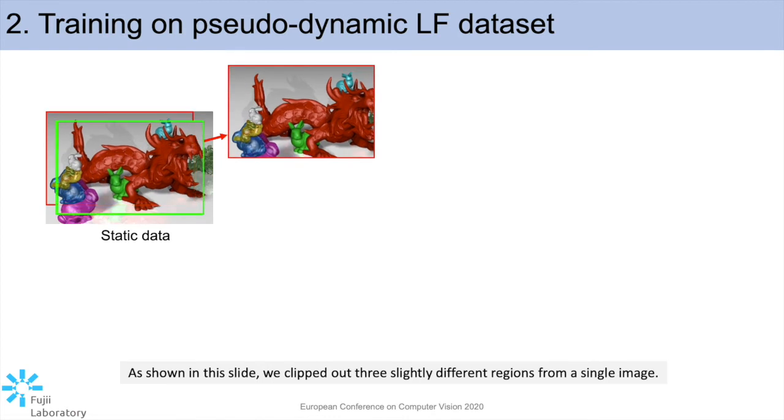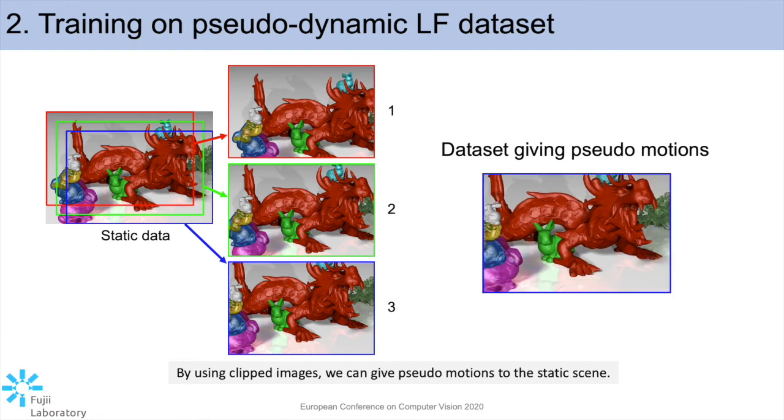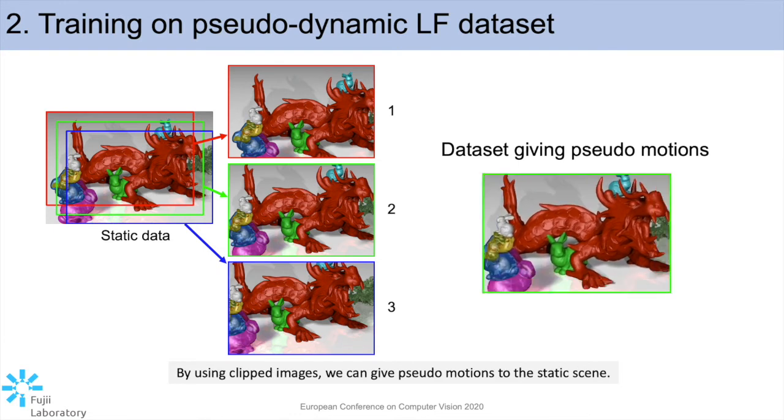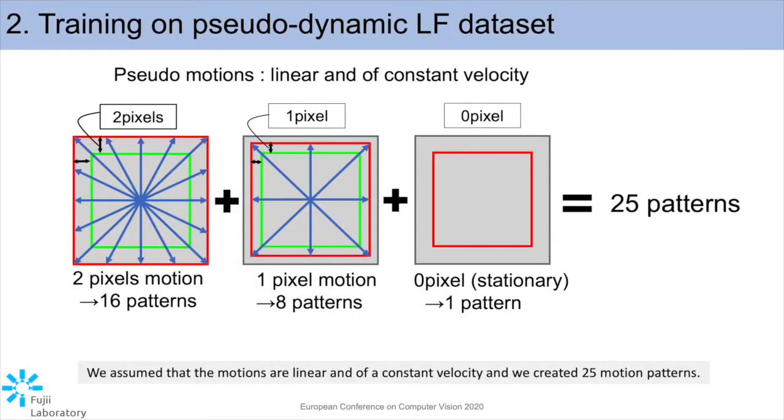As shown in this slide, we clipped out 3 slightly different regions from a single image. By using clipped images, we can give pseudo-motions to the static scene. We assume that the motions are linear and have a constant velocity, and we created 25 motion patterns.